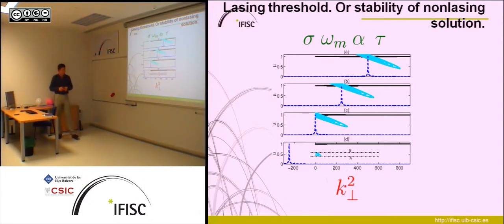In previous works, so what is the blue dashed line? This one is the frequency selective line. Sorry, I'm not understanding this graph. This k-square perpendicular, how does that relate to the previous equations?